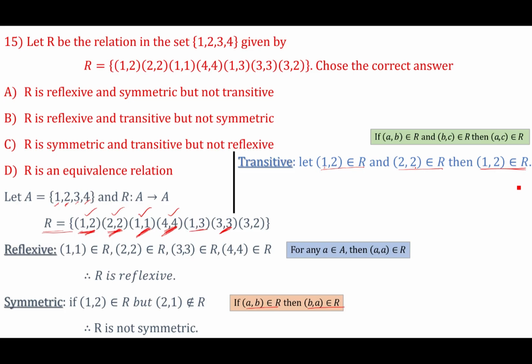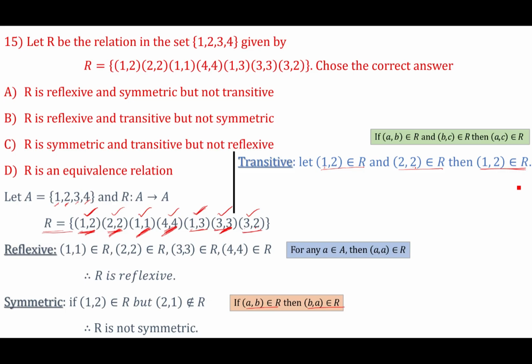Now (1, 3) is there and (3, 3) is there, which means (1, 3) must be there. It is here. And there is another one: (1, 3) is there and (3, 2) is there, which means (1, 2) must be there. Yes, (1, 2) is there. So this also satisfies the transitive condition. (3, 2) is there and (2, 2) is there, which means (3, 2) again, which is also here.